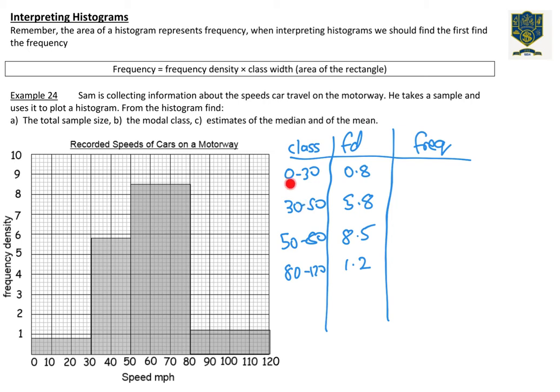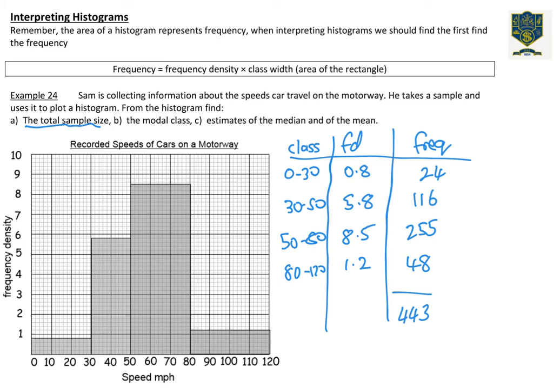The first group is 30 wide, and we'll multiply by 0.8 to get 24. The next group is 30 to 50, so that's 20 wide, and we'll multiply that by 5.8 to get 116. Then we have 50 to 80, which is 30 wide, and we'll multiply 30 and 8.5, so 255. And then finally it's 40 times 1.2, which is 48. If we add these together, we get the total frequency of 443. So the total sample size is 443.